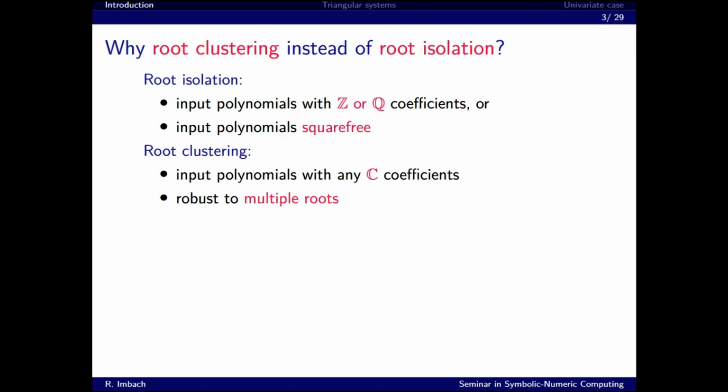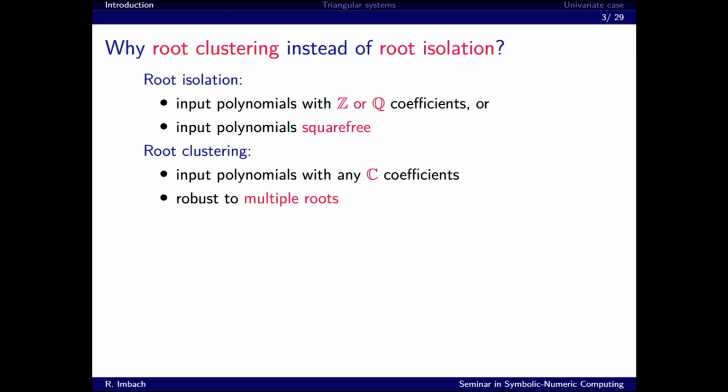Because root isolation somehow requires deciding zero, but root clustering is a soft version of root isolation, because it does not require deciding zero, and it can accept input polynomials whose coefficients are any complex number, even algebraic numbers, and this is also robust to multiple roots.